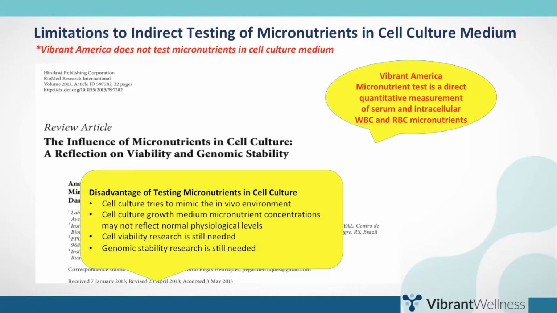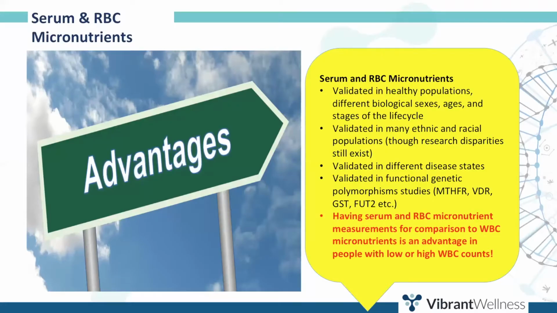Additionally, cell viability research is still needed, and genomic stability research is still needed. So this is a nice paper if you're interested in doing some more reading on the influence of micronutrients in cell culture on cell viability and genomic stability. I love that we measure serum and red blood cell micronutrients. I think there's tremendous advantage to having that in conjunction with the white blood cell micronutrients.